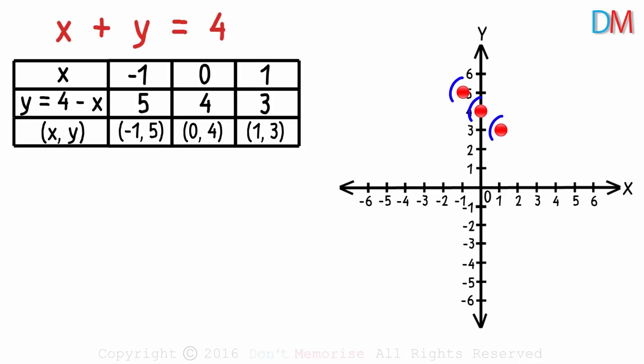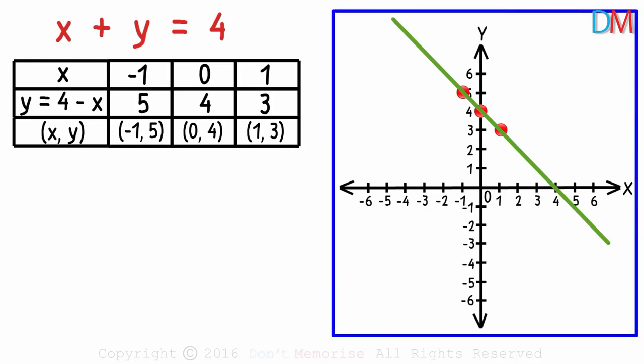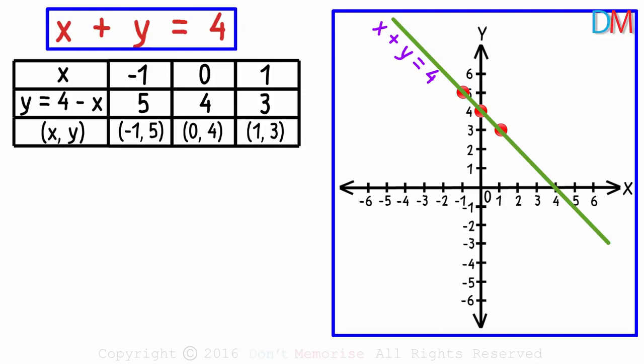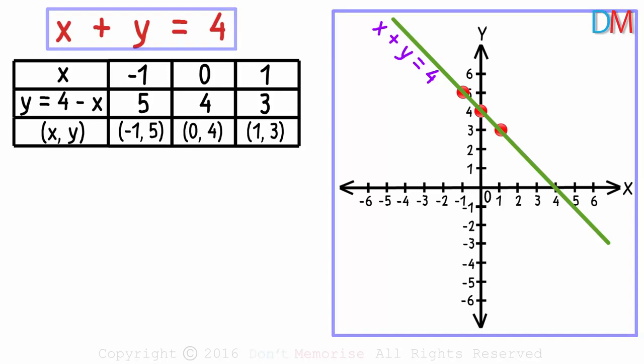Now when we join these 3 points, we will get the graph of this linear equation. On joining these points, we get a straight line. This is the graph of the linear equation x plus y equals 4. It looks like a simple graph, but there are many things we can infer from it.